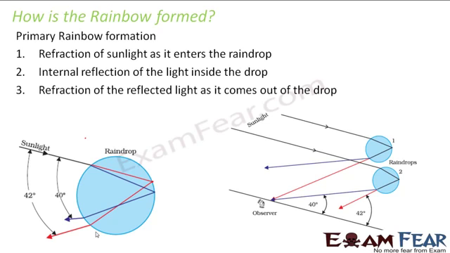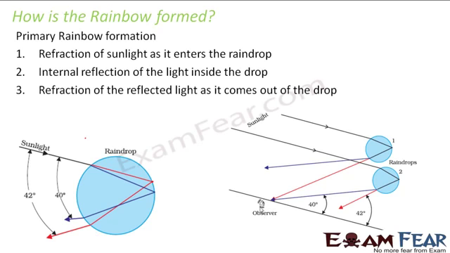Inside there was internal reflection. When it strikes the boundary of the raindrop, it bounces back, that is internal reflection. And then again when it comes out from the raindrop to the atmosphere, refraction takes place. So as a result of this, what happens?